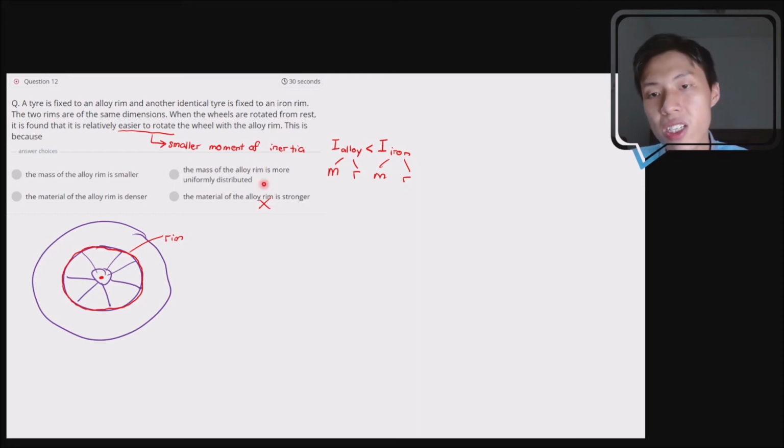Next, the mass of the alloy rim is more uniformly distributed. Well, this is not relevant to the question actually. They say the two rims have the same dimension. They should actually say both of them are uniformly distributed, because it is unfair to compare two rims that are not having the same kind of distribution. So you assume both of them to be having uniform distribution. Not a good question. Okay, you have to assume both have the uniform distribution.